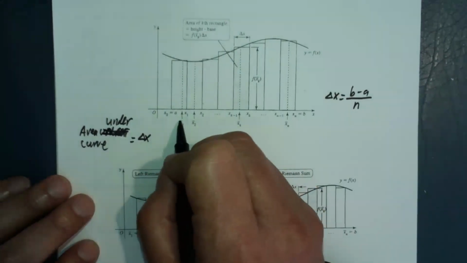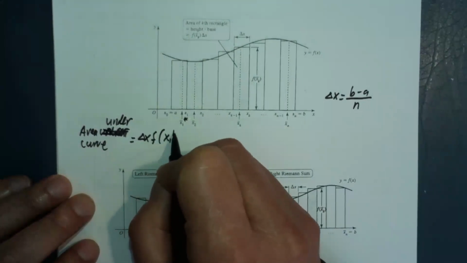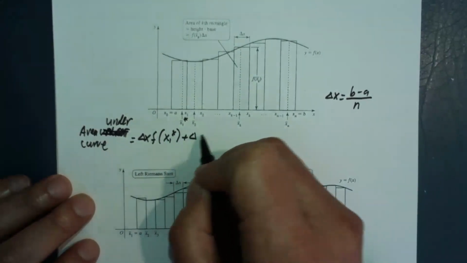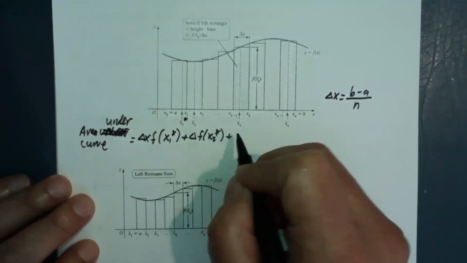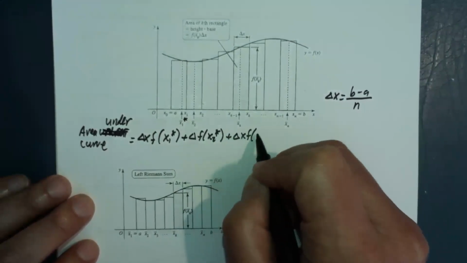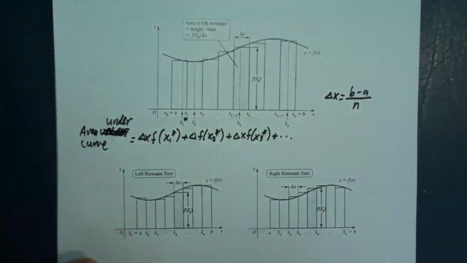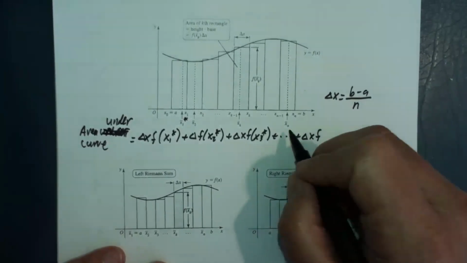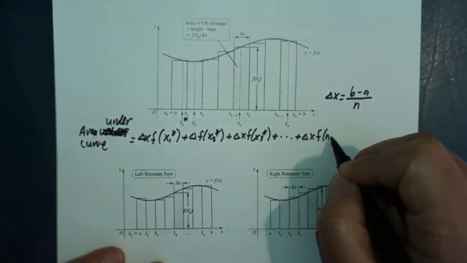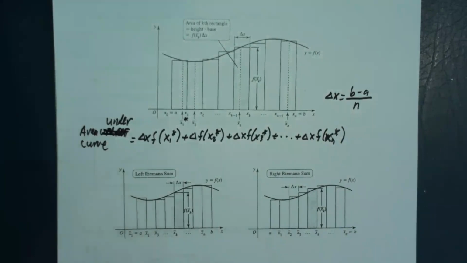So this is going to be, and instead of the bar, I'm going to write a little star next to them. This is going to be delta x times f of x sub 1 star plus delta x times f of x sub 2 star plus, and I'll do one more, delta x times f of x sub 3 star plus, and this is going to go all the way until we hit plus delta x times f of x sub n star. And this is referred to as a Riemann sum, named after a mathematician.